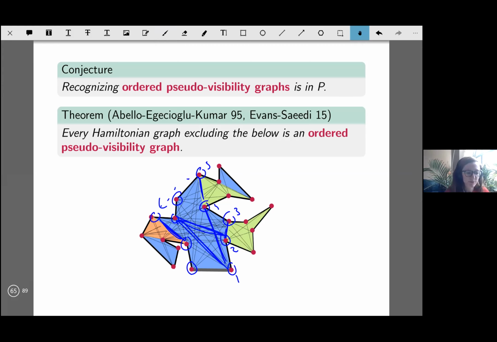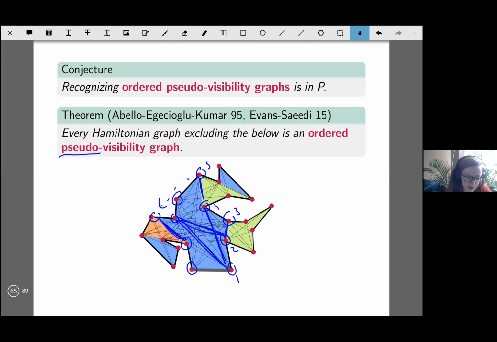And so what this theorem says is that that combinatorial information is enough to show at least that you're a pseudo-visibility graph. So it's been shown that it doesn't characterize any particular type of polygon visibility graph. Maybe the pseudo part is necessary, but you get that much at least.